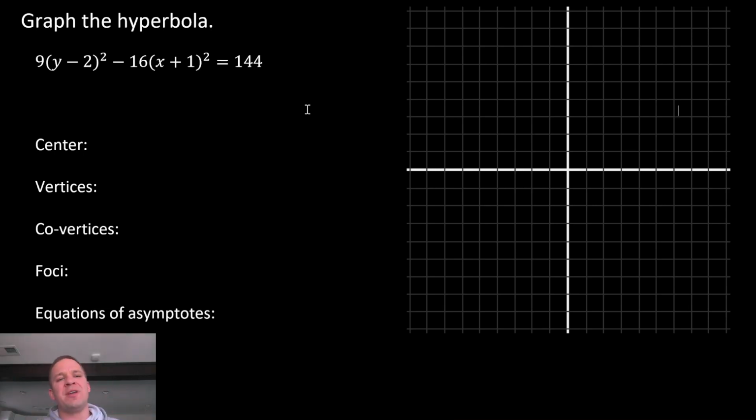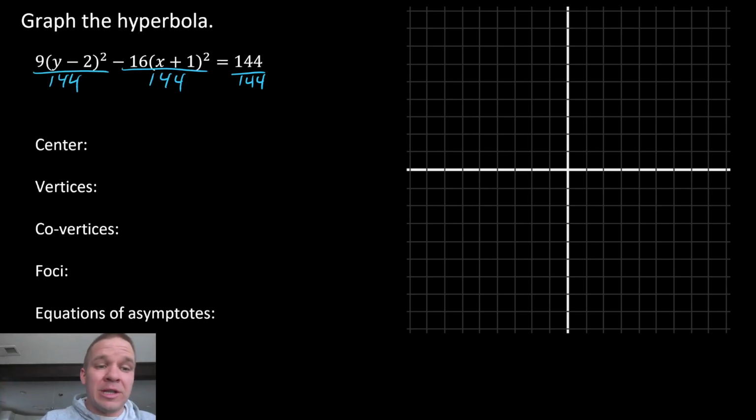We're about to graph this hyperbola. All right, but hold the phone here. This thing ain't equal to 1. I got to make it equal to 1. I got to divide by 144 on both sides. Although I can get my center from this, I cannot get my A and B values, which will allow me to get my vertices and co-vertices and foci. I got to have them, all right? I can't do anything else without them.